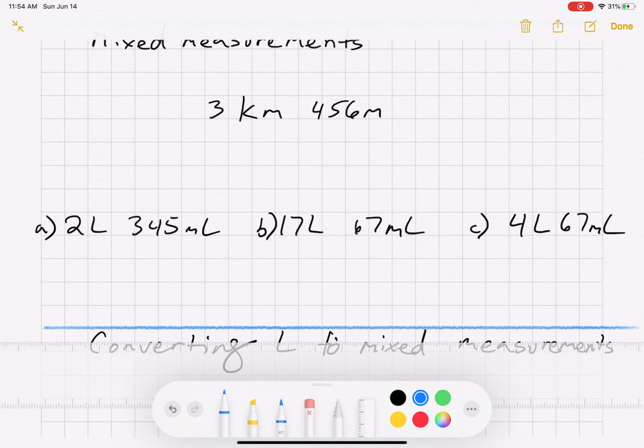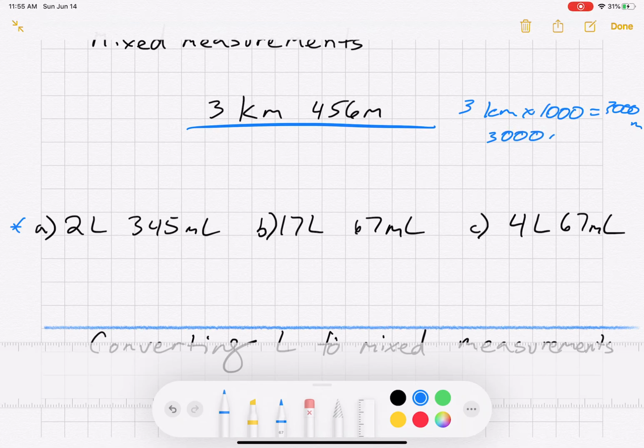Okay, so I'm just going to get you to try these ones by yourself. Again, this would be 3 kilometers, right? So the example here is 3 kilometers times 1,000, which would equal 3,000 meters, and then you just add those together, which is 3,000 meters plus 456 meters, so that's 3,456 meters. Okay, so just give these a try and pause.